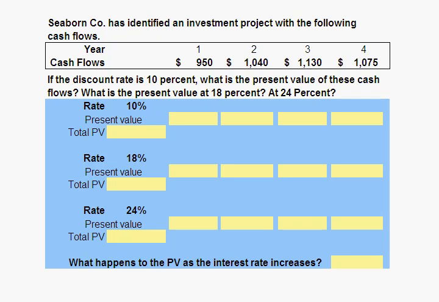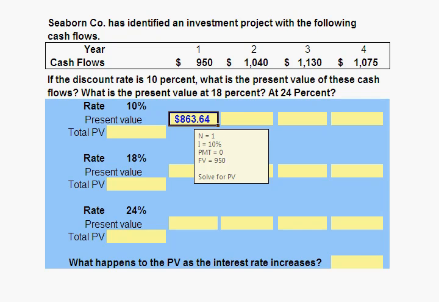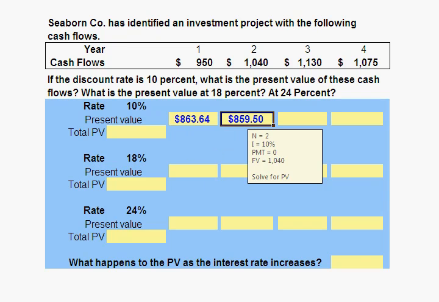First, let's calculate the present value at a 10% discount rate. The year 1 cash flow of $950 should be discounted back for one period at a 10% interest rate. So enter N equals 1, I equals 10, 0 for the payment. $950 is the future value, and we solve for the present value of $863.64. For the year 2 cash flow, we enter N equals 2, I equals our 10% interest rate, 0 for the payment, and we enter the $1,040 as the future value and solve for the present value of $859.50.